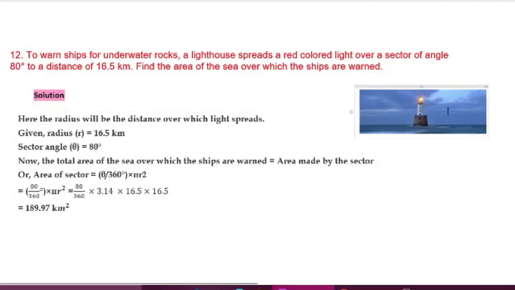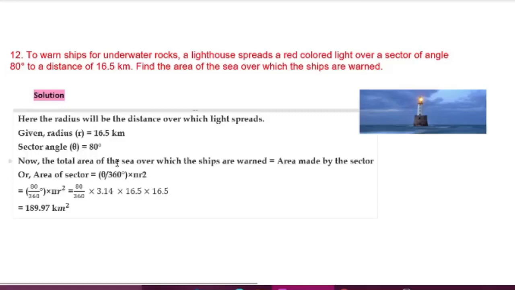In this figure you can see a lighthouse. So the radius will be the distance over which the light spreads. In this question also we are using the formula for finding the area of a sector. So the radius will be 16.5 km, and theta is the angle that is given as 80 degrees.